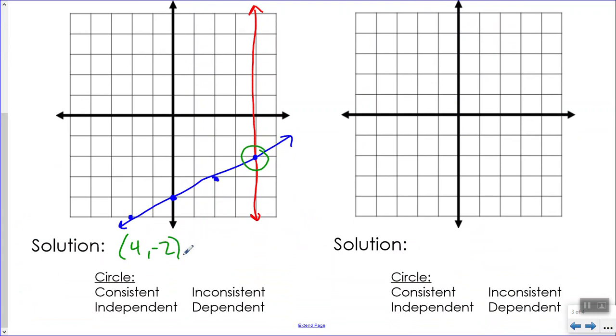And that's how we're going to write it. We're always going to write this as an ordered pair. Because we have a solution, this is a consistent system. And because we just have one solution by itself, this is an independent system.